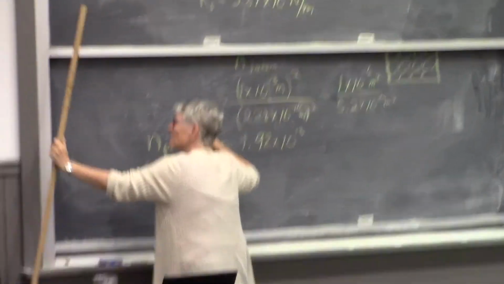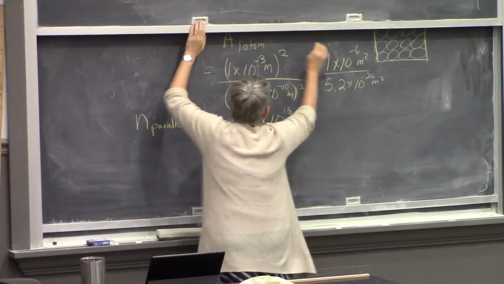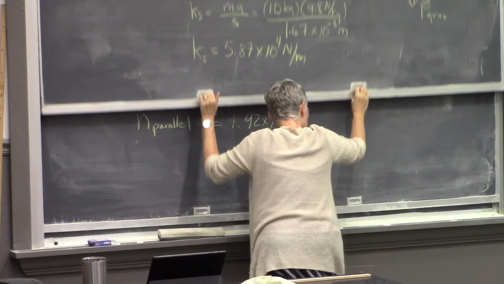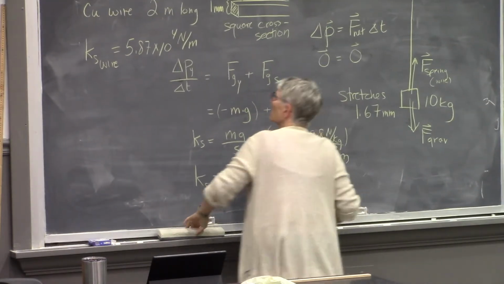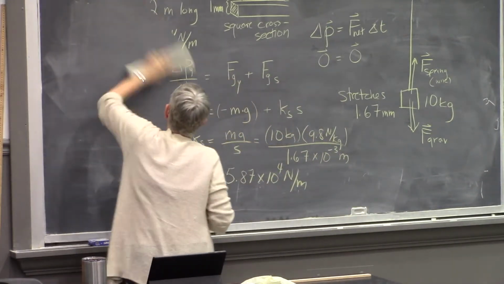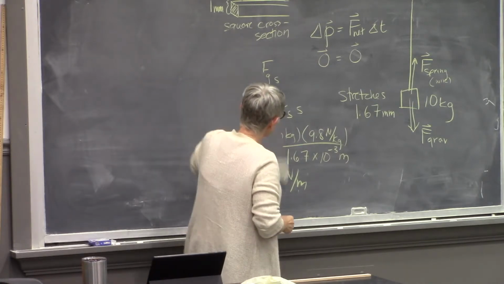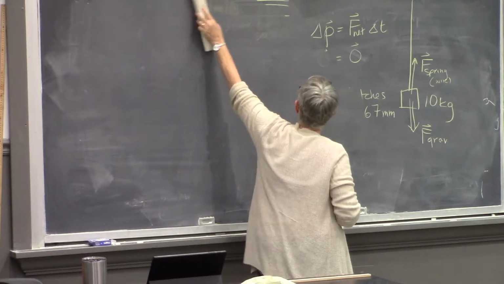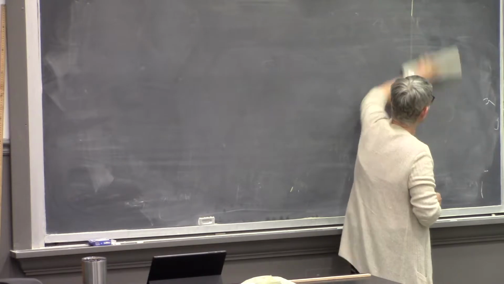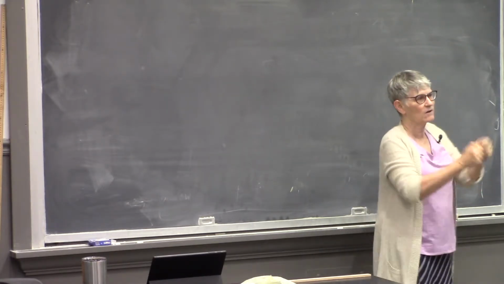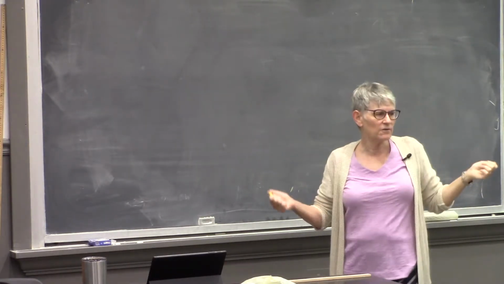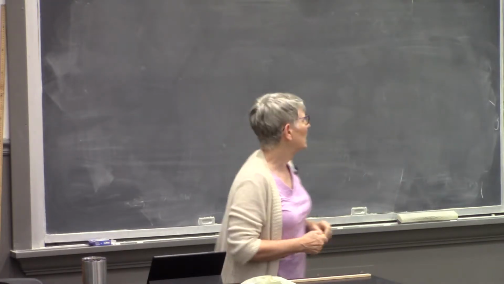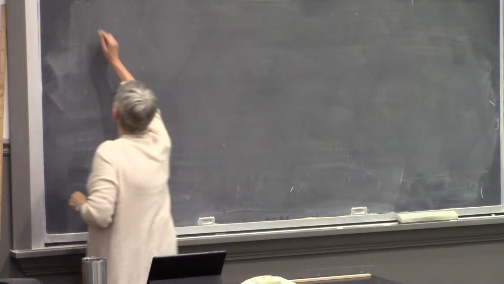There we go. Concepts related to macroscopic objects. And the idea is we want a macroscopic measurement we can make, a macroscopic number that lets us compare the deformability of different materials. And that quantity is called Young's modulus.